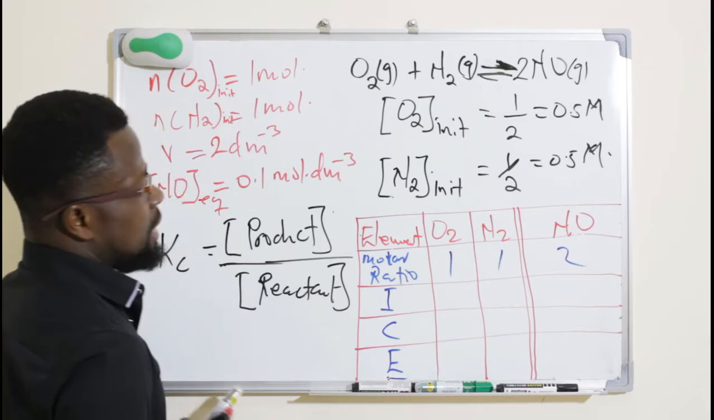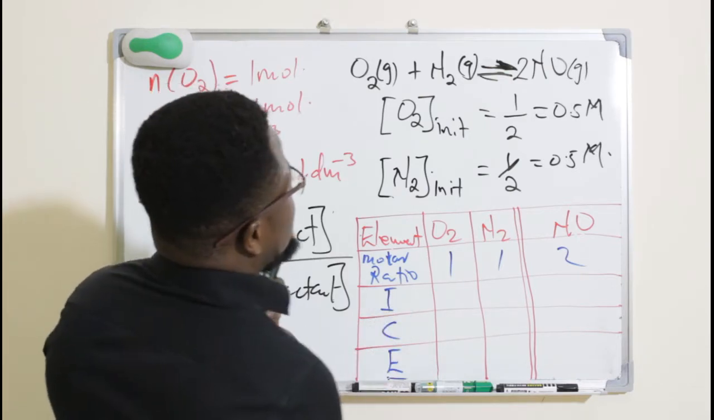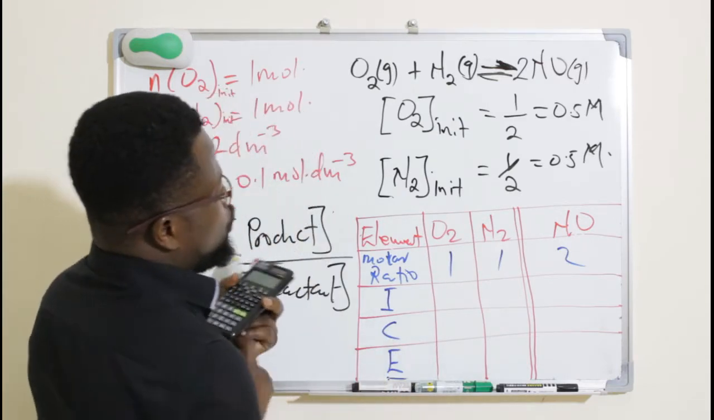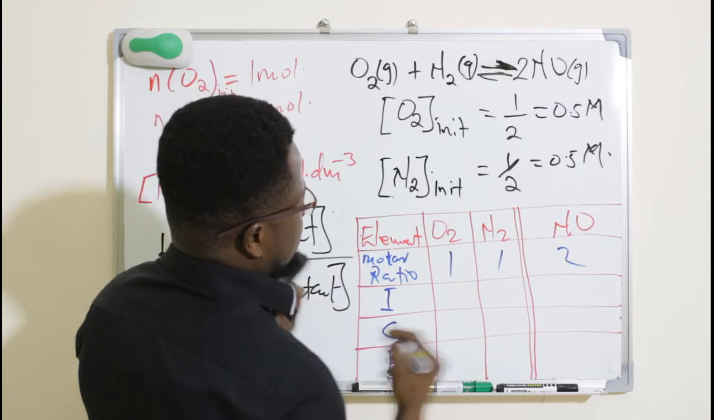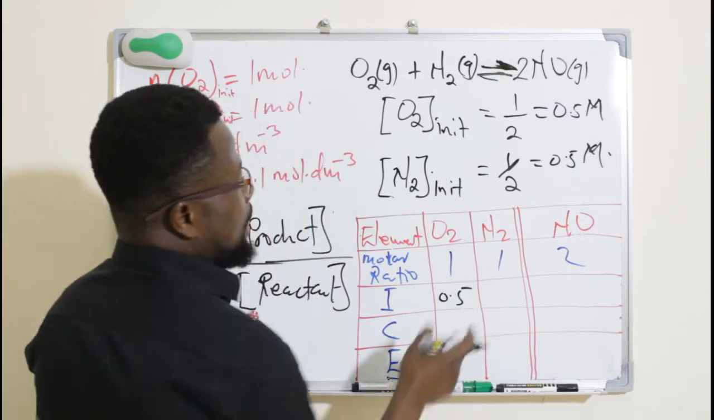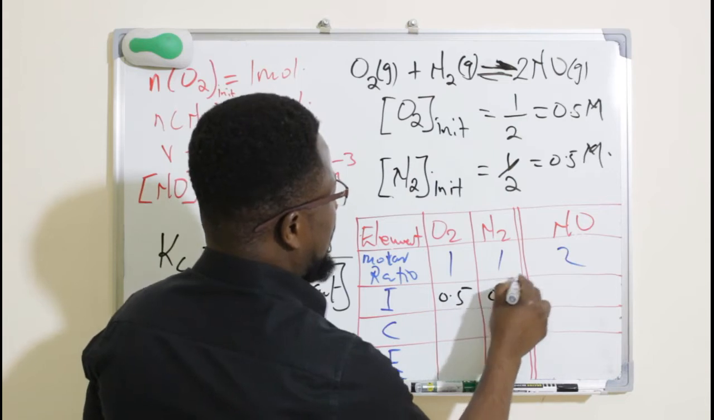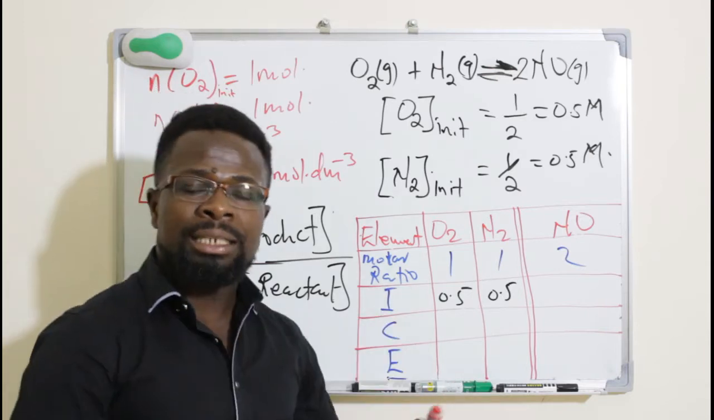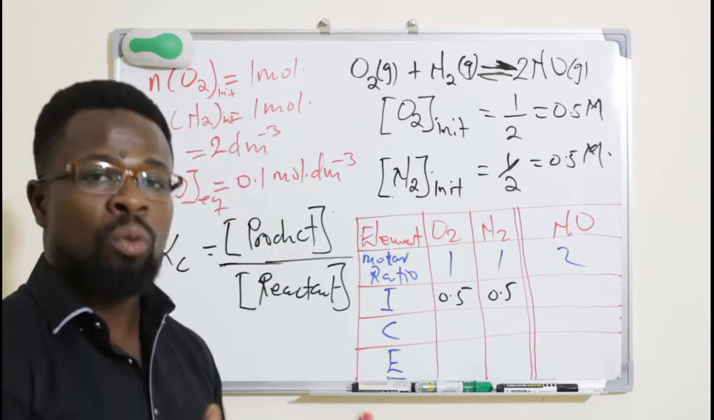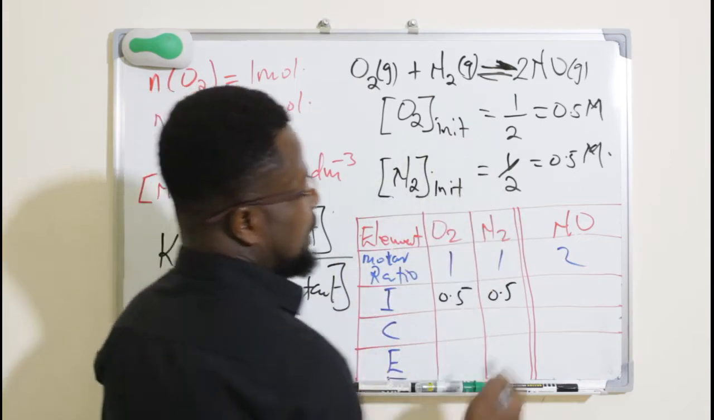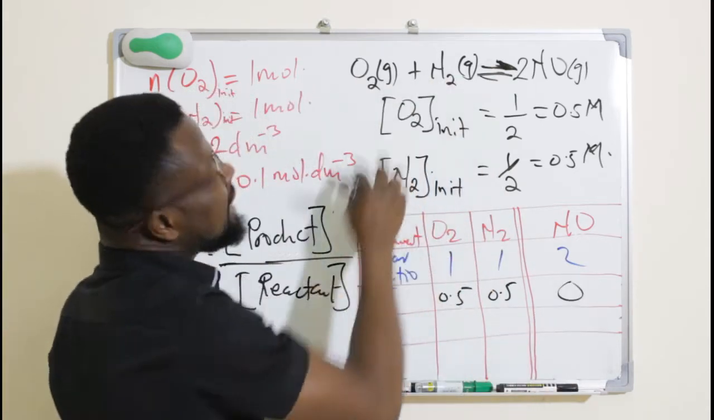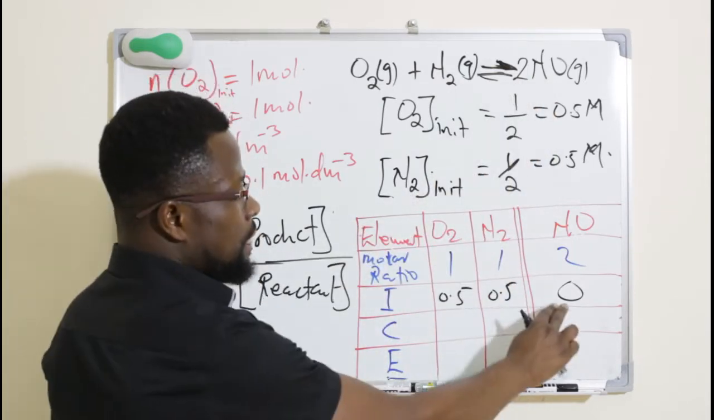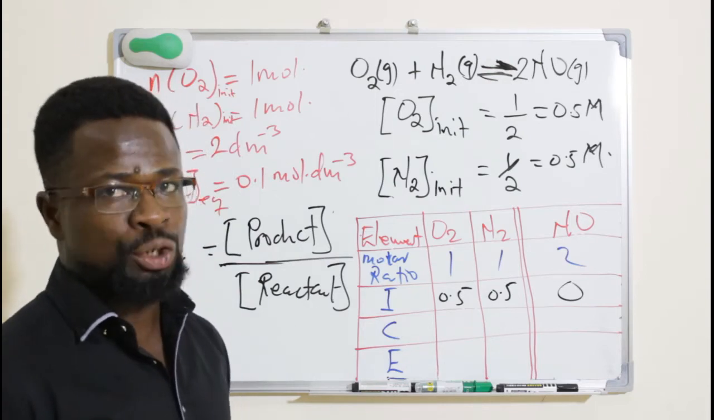Let's check. Initially, we were given 0.5 moles of the O2. So what I have is 0.5 here, and we were also given 0.5 of the N2. But remember, we said at the initial stage our product is always 0, because the reaction has just started. No product has been formed. So the product is 0 at that initial stage.